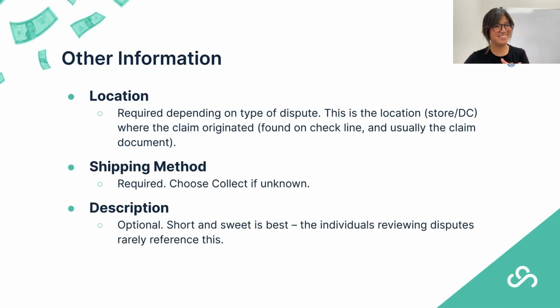Location. So it's a lot of information that Walmart needs, even though they've taken the money first, but that's fine. Again, location information: what specific store or DC did this come from? Shipping method, was it prepaid or collect?